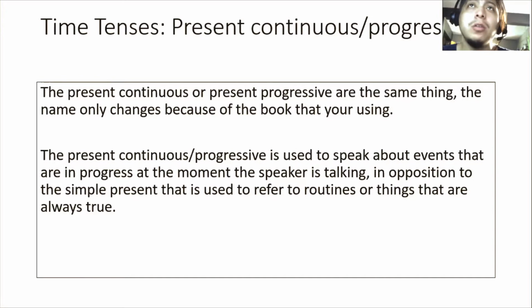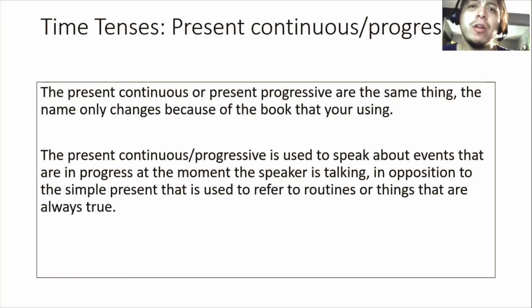As I told you a few episodes ago when we started speaking about time tenses, we have 12 time tenses in English. We have the simple present, the simple past, and the simple future. Those are three. We have the present continuous, the past continuous, and the future continuous. We're going to start with those, the continuous time tenses.